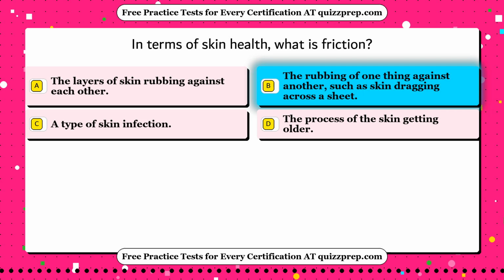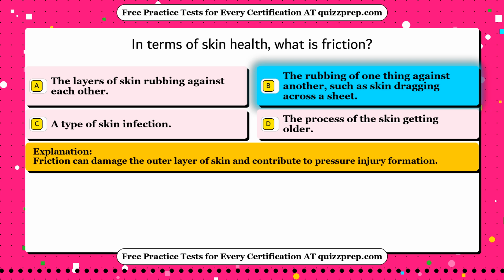The correct answer is option B. The rubbing of one thing against another, such as skin dragging across a sheet. Friction can damage the outer layer of skin and contribute to pressure injury formation.